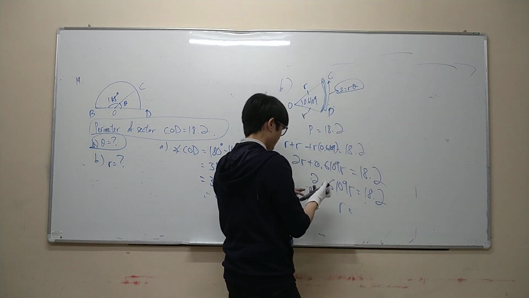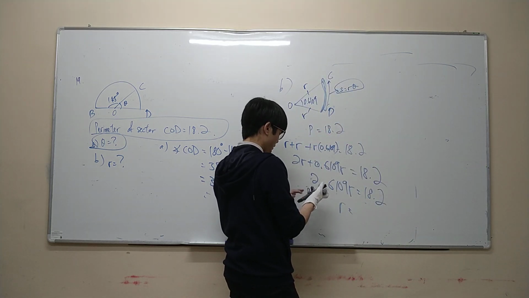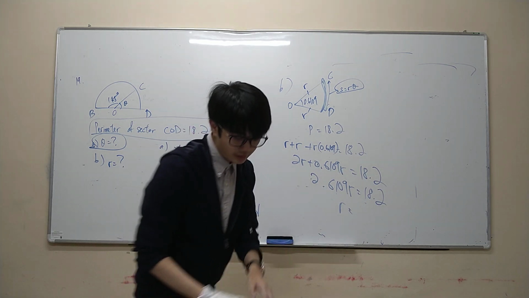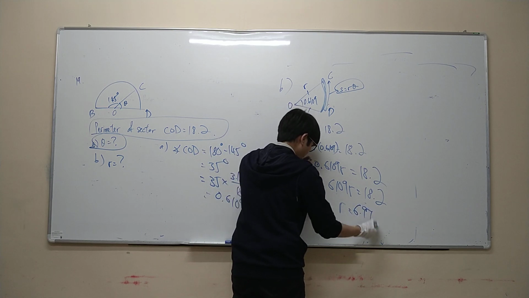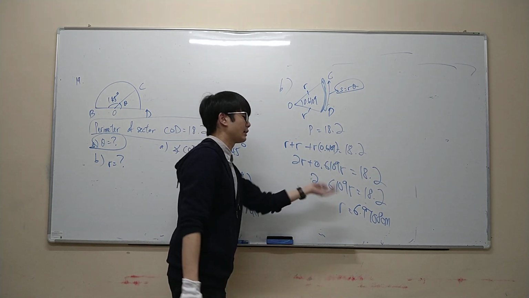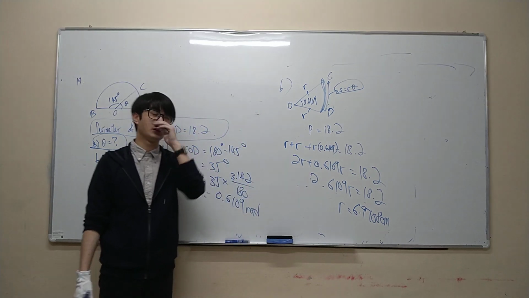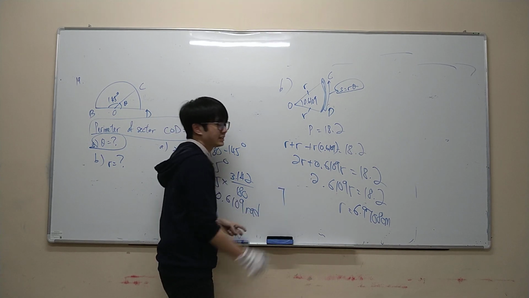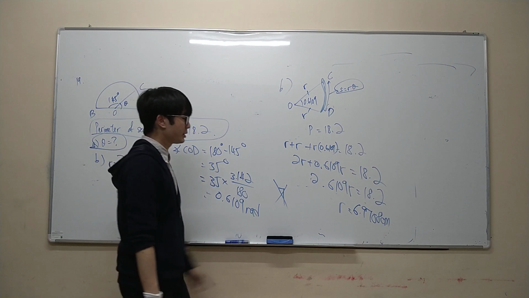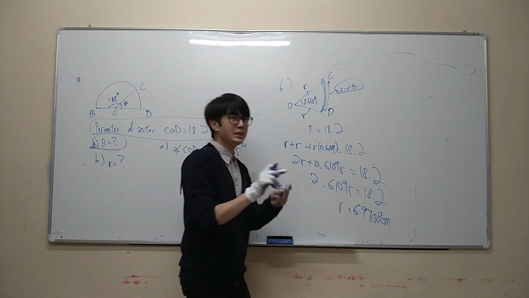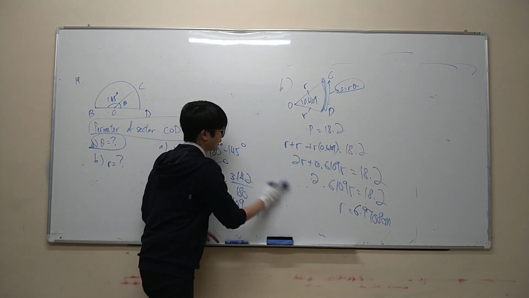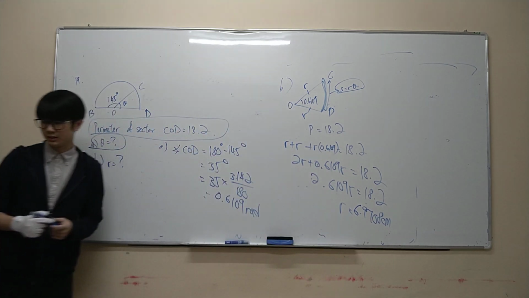So 18.2 divided by 2.6109 is 6.97970708. Okay, I wrote 4 decimal places, but you can write 2 decimal places also. But please don't write 7. If you write 7, salah. Because if you write 7, it means minimum 2 decimal places. So 2 decimal places means 6.97. Please don't write 7. If you write 7, confirm salah.